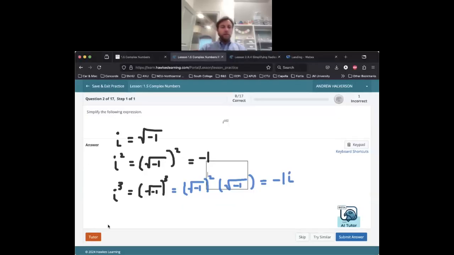And then finally, i to the 4th is what? The same thing as i squared times i squared. But i squared is what? -1. So this becomes -1 times -1, which is what? +1. Hopefully you didn't take notes, because this is not the rule. Here's the shorthand of it, but that's the development of what we want to do.